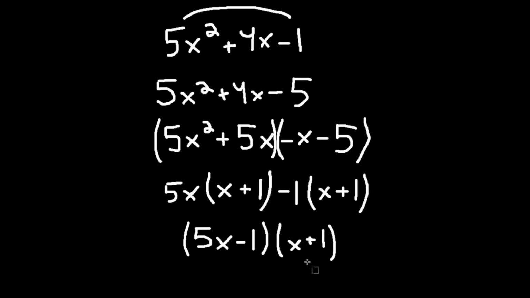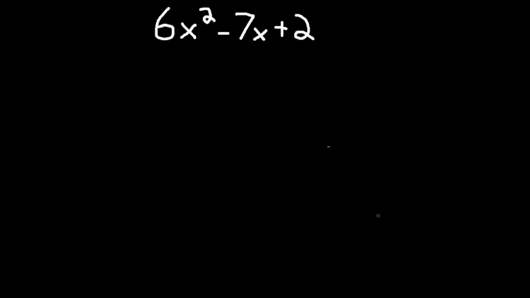You could check by foiling, but basically that would just give you a 5x squared plus 4x, and then -1. So yeah, sorry, just did that in my head real quick. This is just the typical factoring by grouping. All you need to remember is multiplying this coefficient times this constant. Alright, now for some slip slide method.